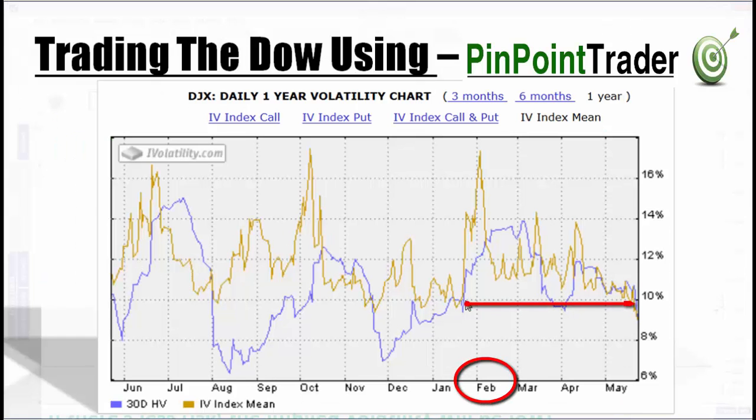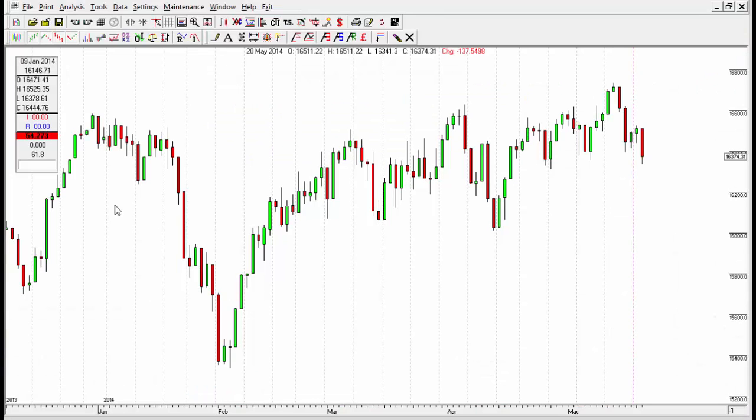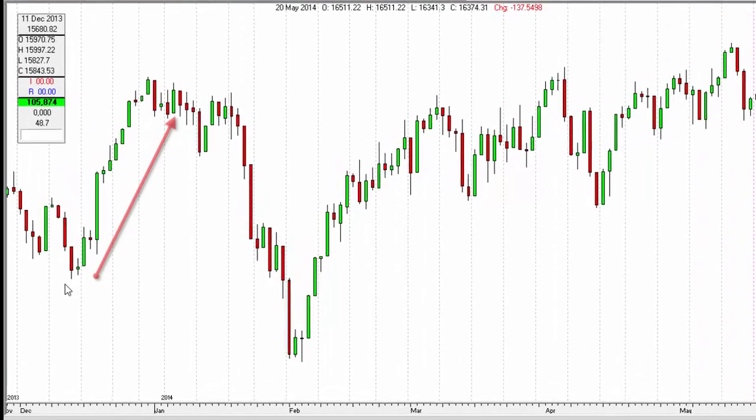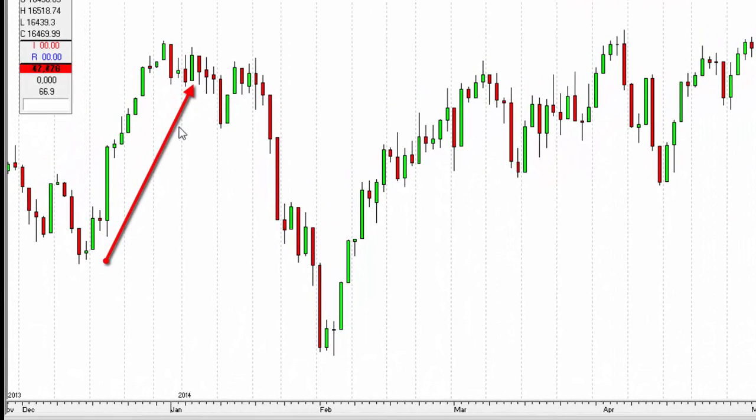that in February the options were very cheap. The market was moving to the upside. You can see there you've got 2013, 2014, the market was moving up, started to struggle, and then we see a sudden drop off in stock prices.